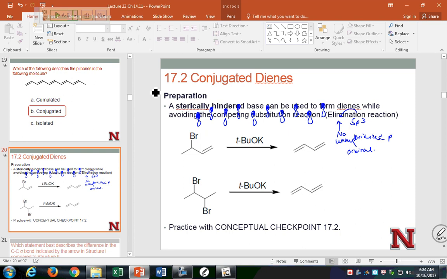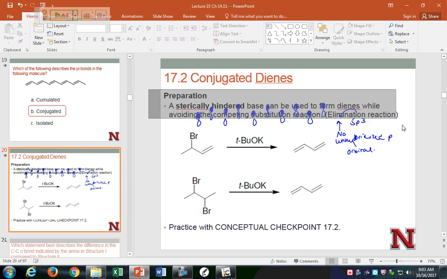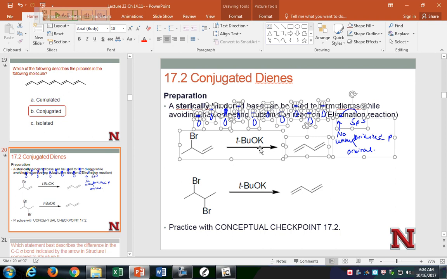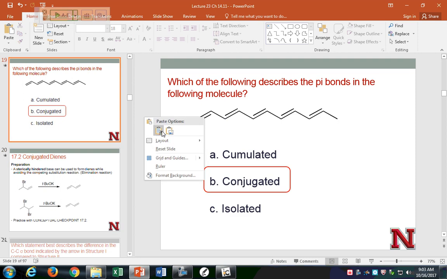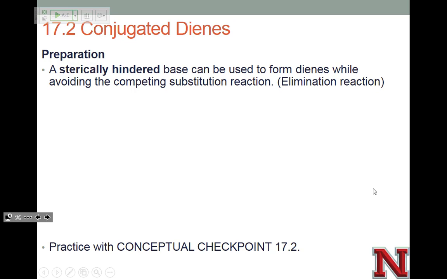So first we're going to talk about how to prepare them. And you should be able to name them, because remember, it's just based on how many enes we have. To prepare them, what we can use is a sterically hindered base to form our dienes, and that avoids competing substitution reactions.